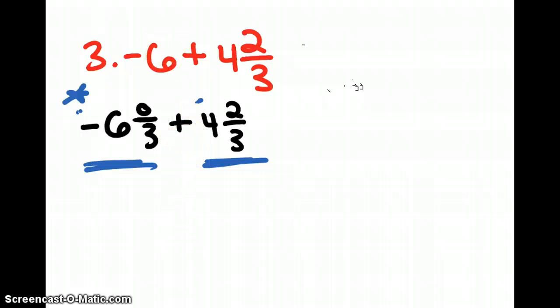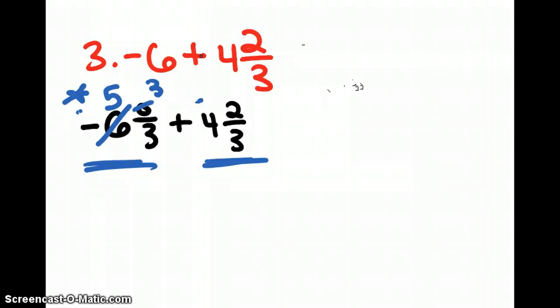Since you can't really do 0 thirds minus 2 thirds, what you're going to do is change the 6 into a 5. And then since 3 is the whole of the number, you're going to add 3 to the numerator. So it's 5 and 3 thirds now, which is the same as 6 and 0 thirds, which is great.